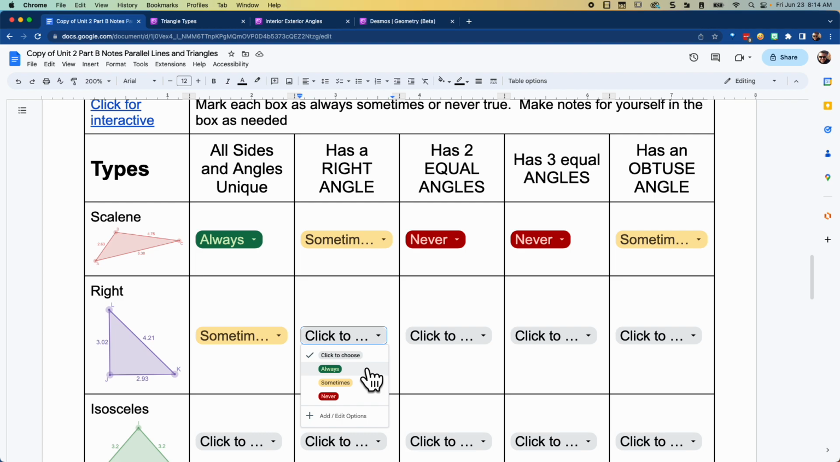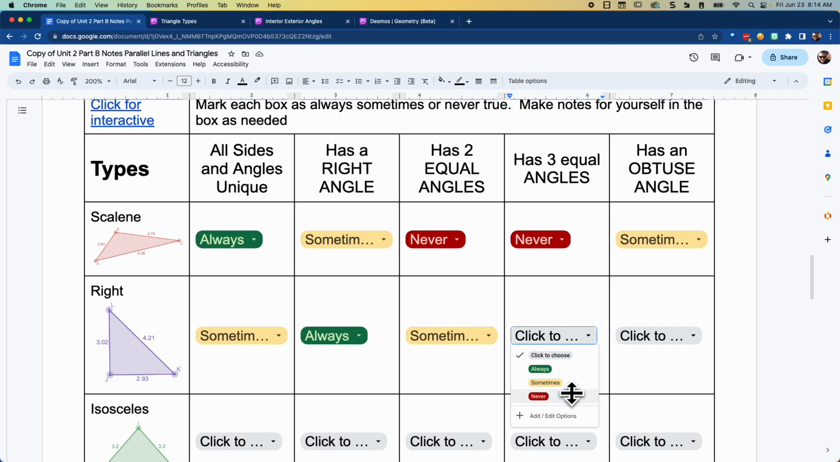Has a right angle? Always. It's a right triangle. Right triangles always have a right angle. Has two equal angles? Sometimes. So that goes along with the sometimes here. Sometimes they're unique and sometimes they're equal. Has three equal angles? That's impossible.